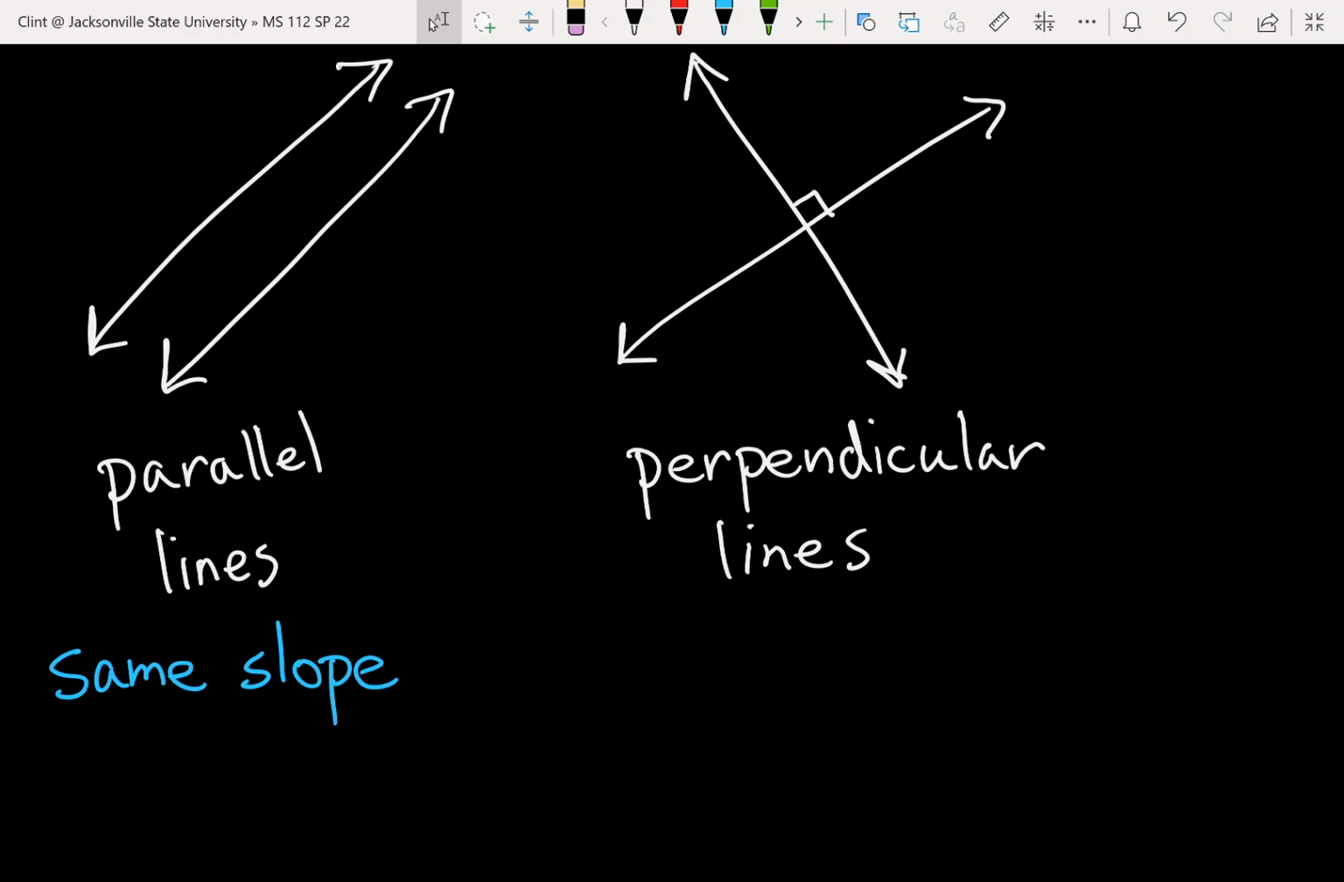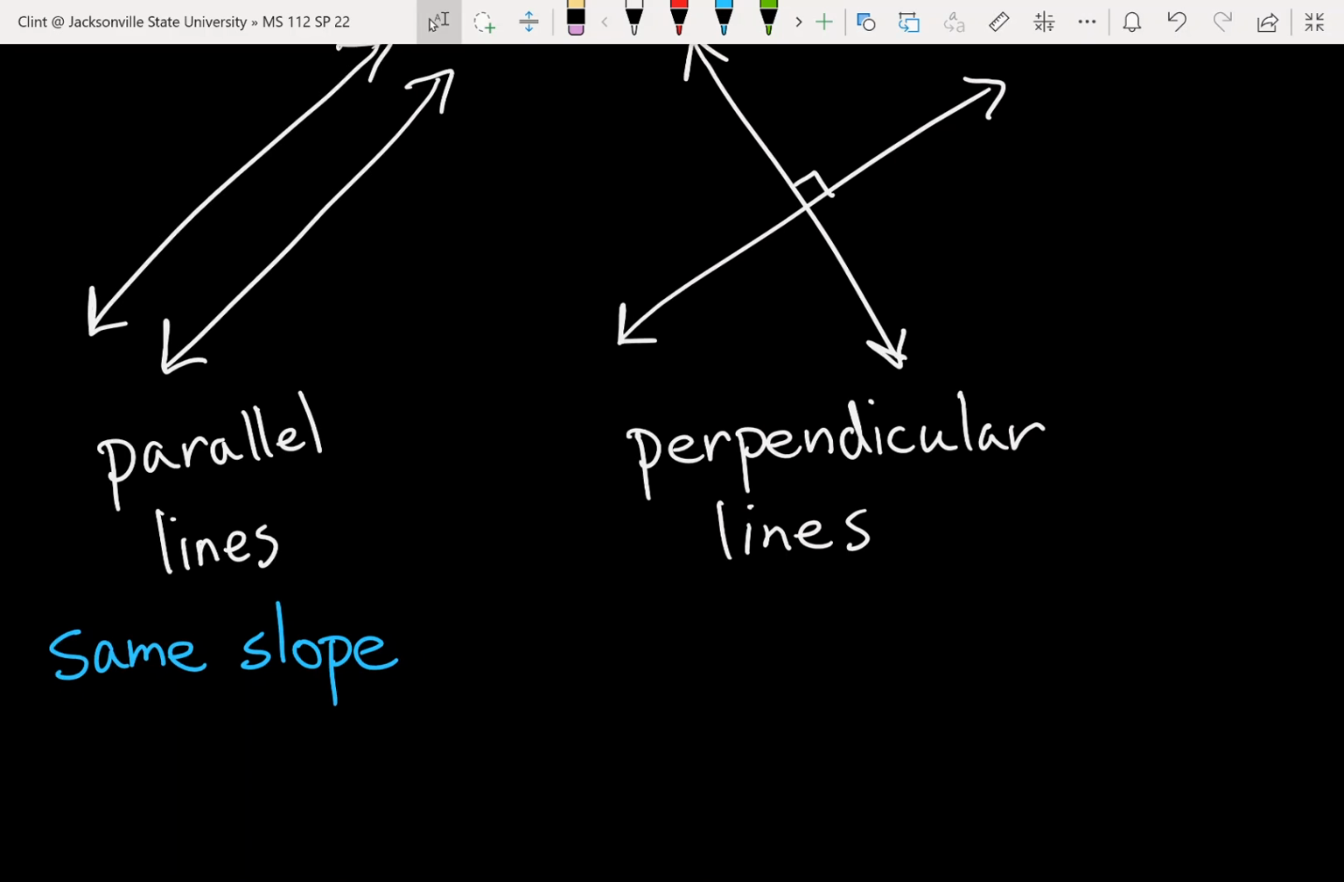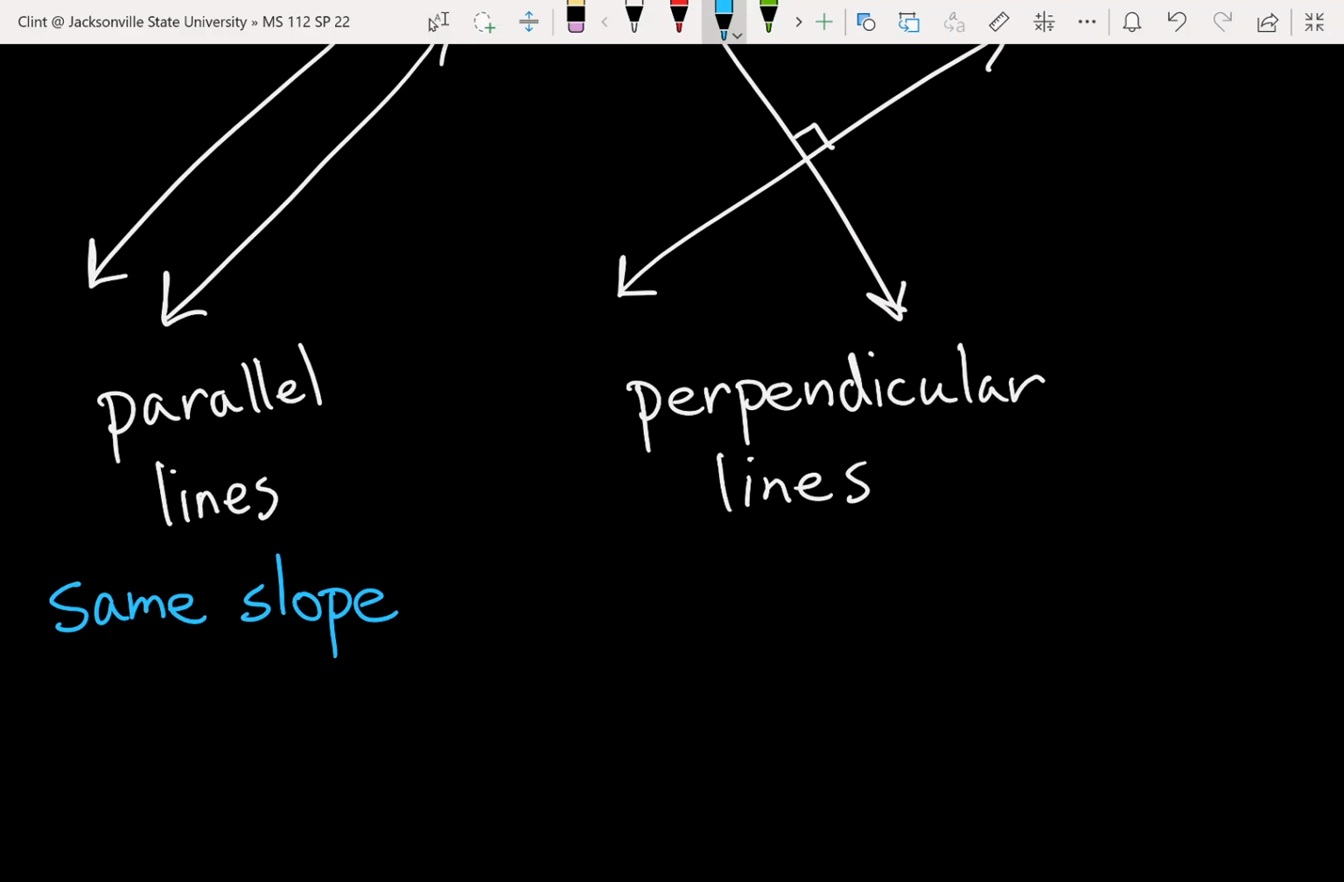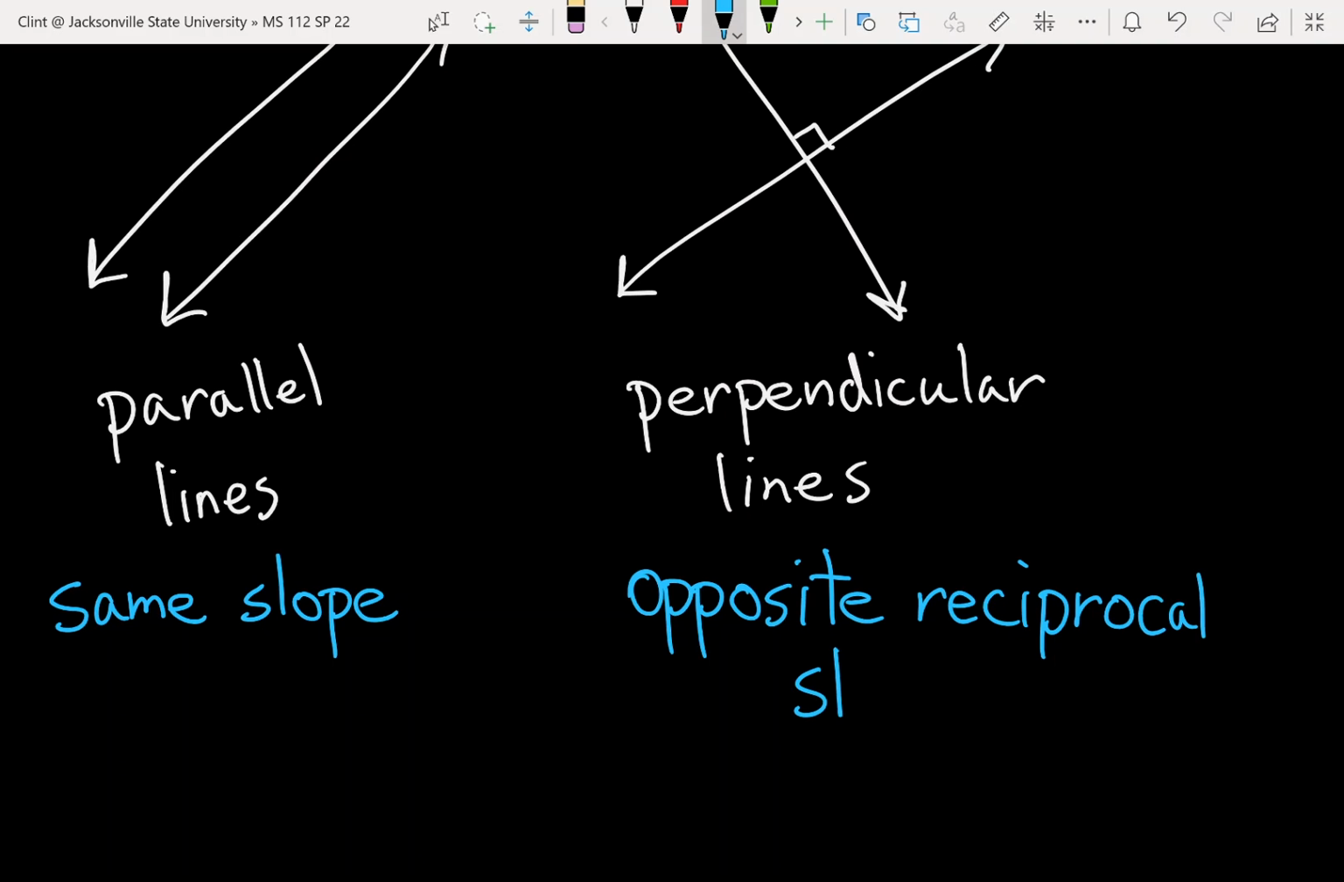The other aspect is a little bit trickier to think your way through. But these slopes are also what we would call reciprocals. Well, they're flipped. So let's say perpendicular lines have opposite reciprocal slopes.